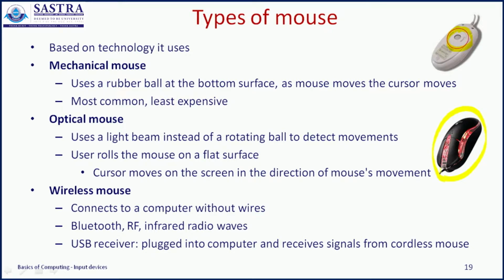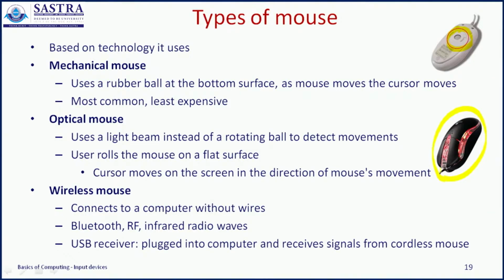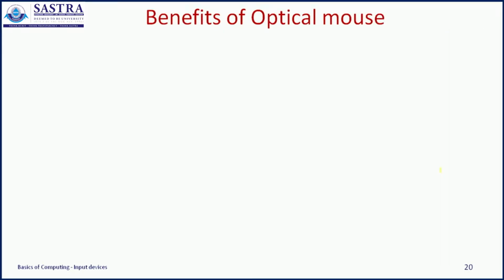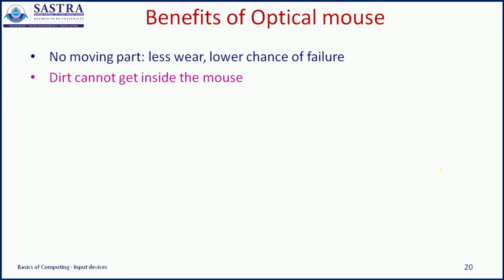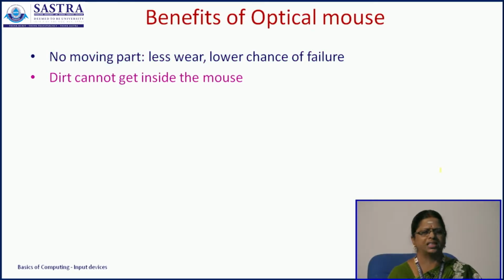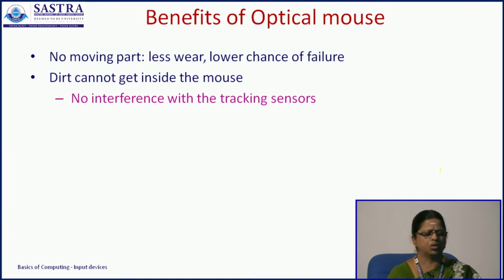So altogether, even though predominantly we say there are two types of mouse, now we say there are three types of mouse. One is the mechanical mouse, optical mouse and the wireless mouse. Let us see the benefits of using optical mouse. There are no moving parts in it, so it is less wear and low chance of failure. Dirt cannot get inside the mouse as in the case of a mechanical mouse, so there is no interference with the tracking sensors.